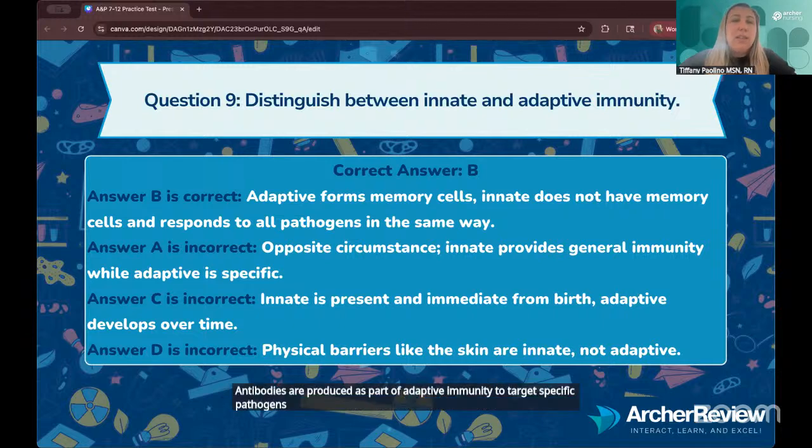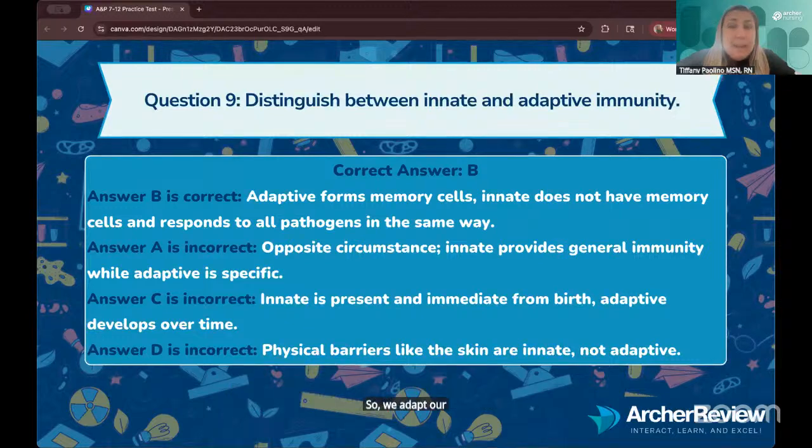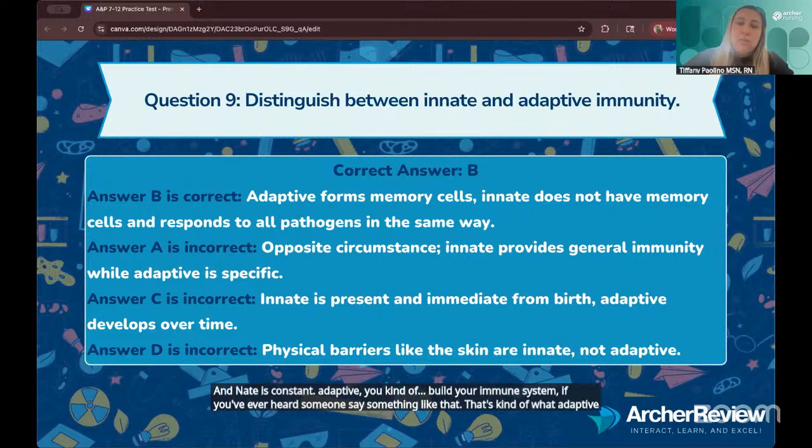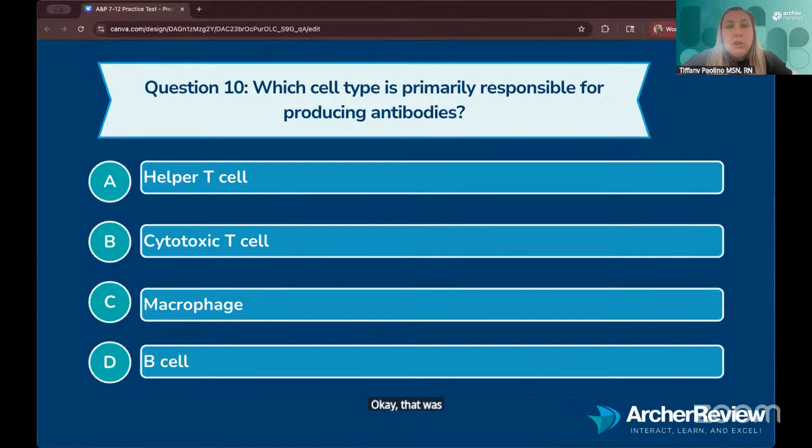So the way I like to think of this is adaptive: our bodies adapt as we grow and as we change and as we're exposed to more things. Innate is constant. Adaptive, you kind of build your immune system. If you've ever heard someone say something like that, that's kind of what adaptive immunity means. Okay, that was tough. Let's try another one.